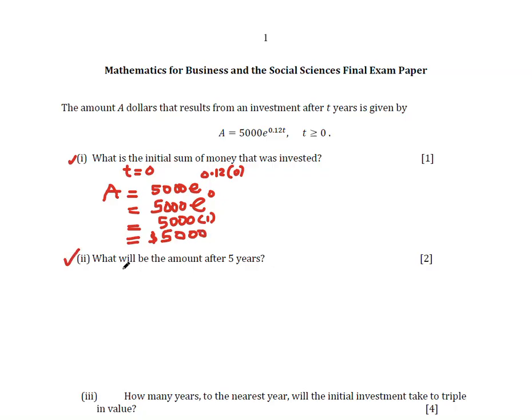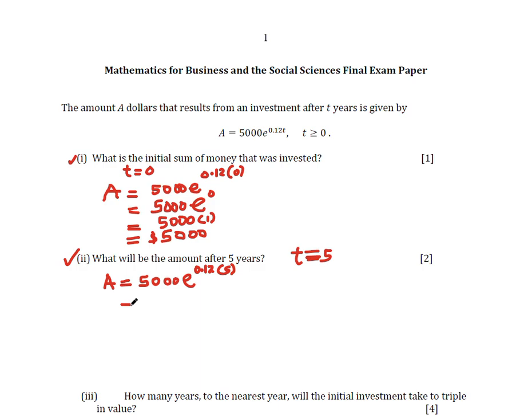Let's now move to number 2, which is a similar question that asks, what will be the amount after 5 years? So in other words, when t is equal to 5, remember t represents the number of years, what will be the value of A? So all we do is substitute 5 for t in the exponential growth function and simplify. This would give us 5,000 e raised to the power of 0.12, and we're multiplying by 5, which is the number of years after which we want to find the value of the investment.